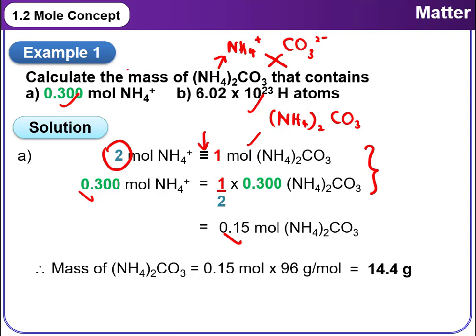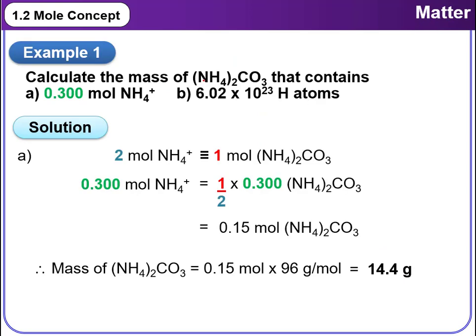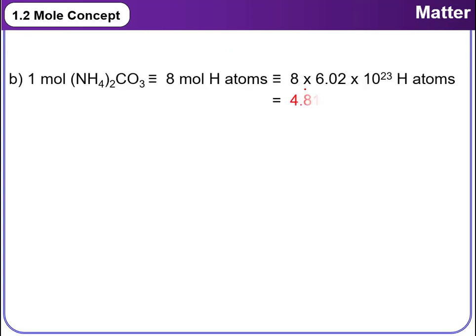Since the question is asking you to calculate the mass, what to do is of course 2 times the molar mass of the ammonium carbonate. So the final answer is 14.4 gram. How about question B? Question B is asking you to calculate the mass of ammonium carbonate that contains these H atoms. So how can we solve this?